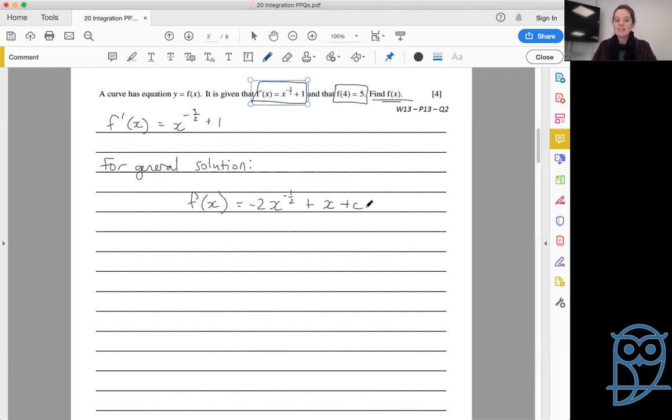Never forget that constant. So now we have f of x equals minus 2, x to the minus a half, plus x plus c. This is not totally in algebraic form. It's minus 2 over root x. But see how we got the same format as we had in the question. So we're good to leave this one here, and we don't have to simplify. We can go straight into the particular solution.